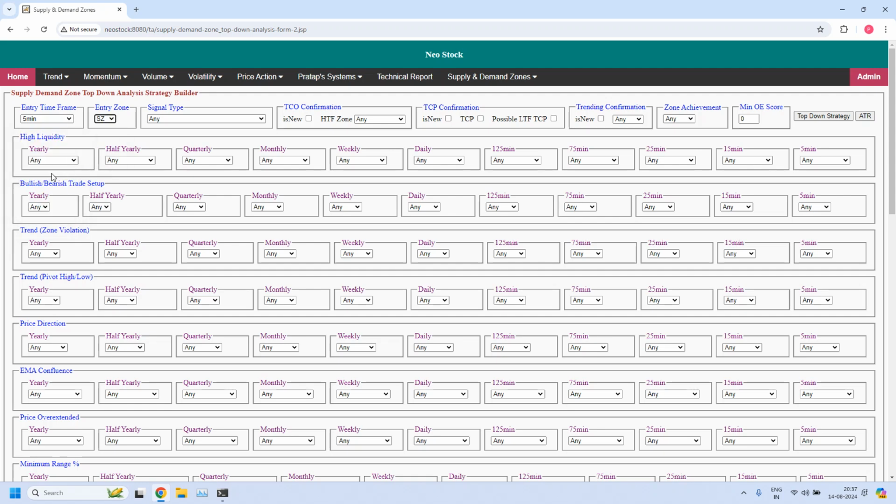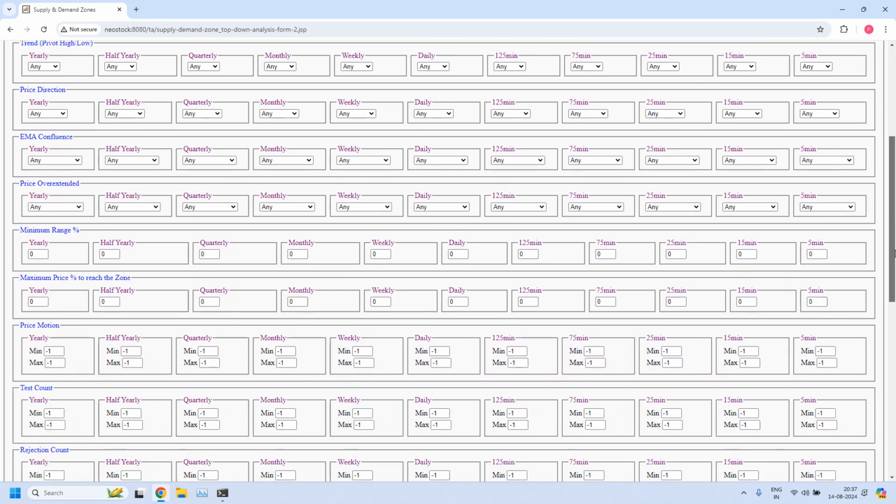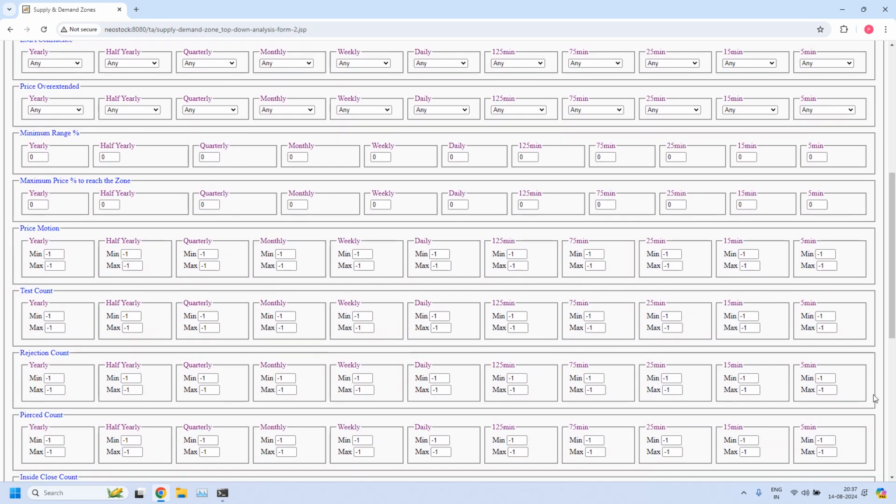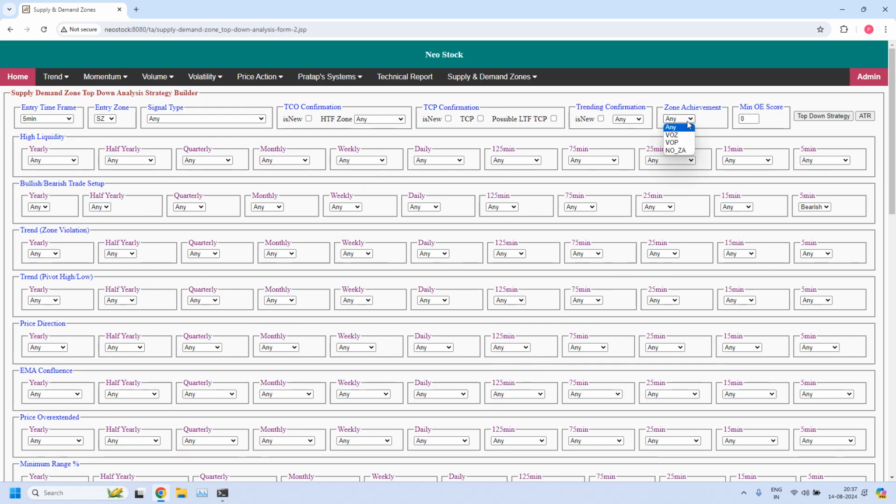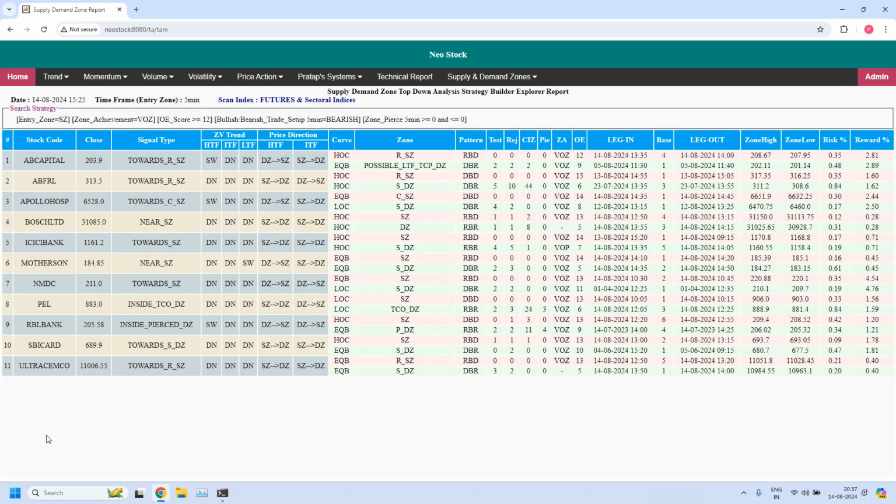And the next, bearish trade setup for hourly income trade, entry time frame is 5 minutes, entry zone is supply zone. And also in bullish or bearish trade setup at 5 minutes time frame, I am selecting bearish, and this 5 minute supply zone should not be pierced. So pierced count 5 minutes, minimum value we have to set 0, maximum value 0. Zone achievement is violated opposing zone, minimum order enhancer score is 12. With all the 3 filters applied to 5 minute supply zone, generating the report.